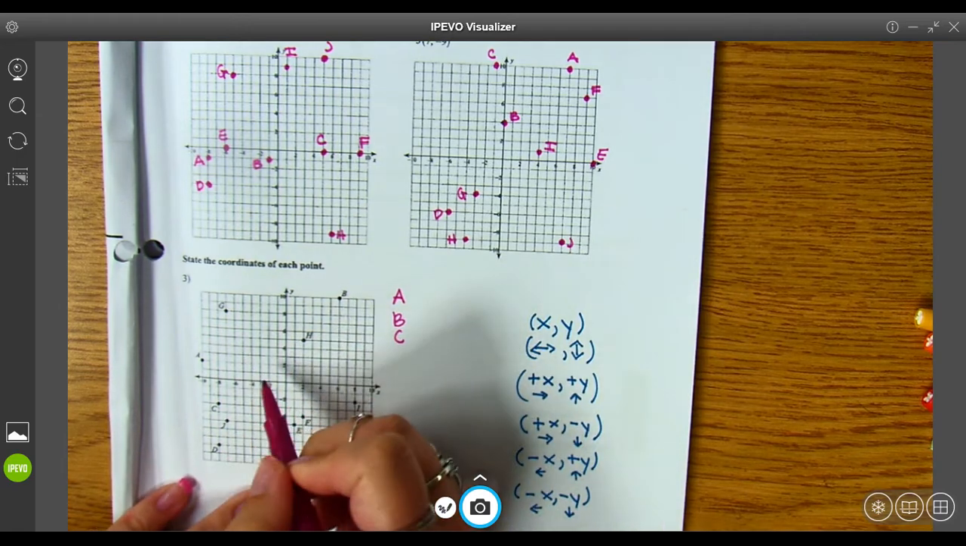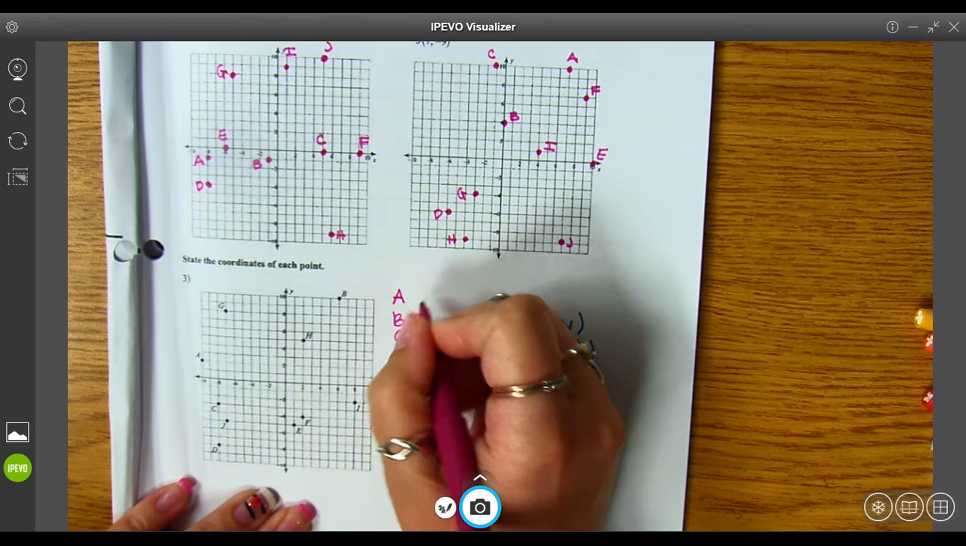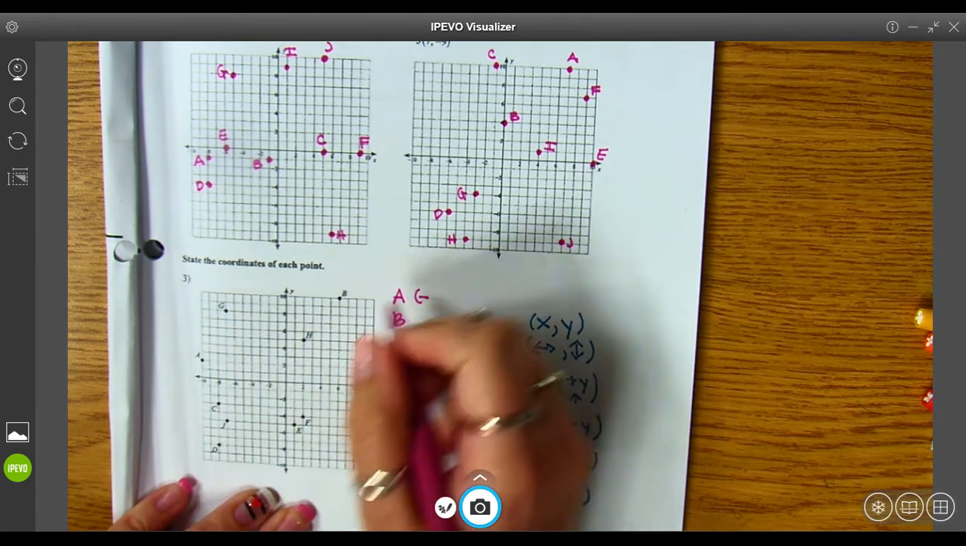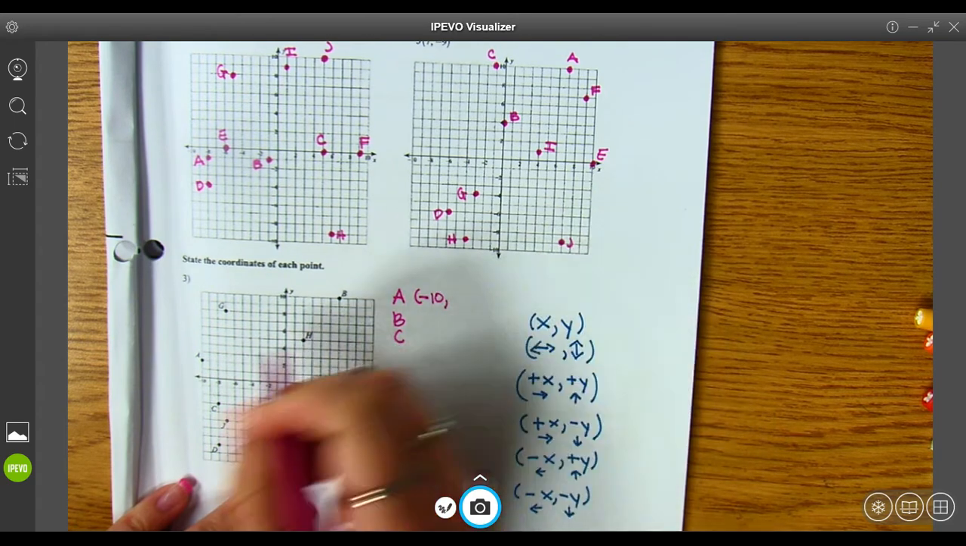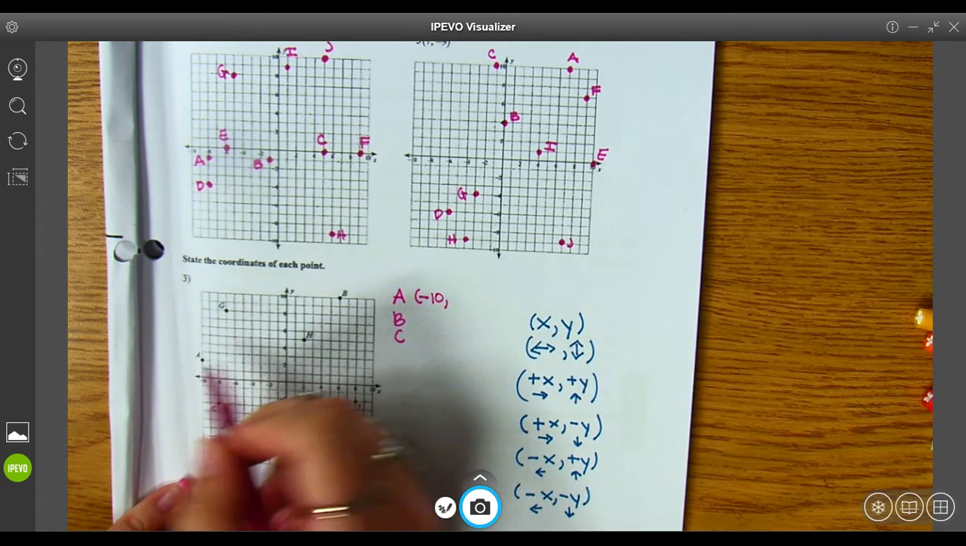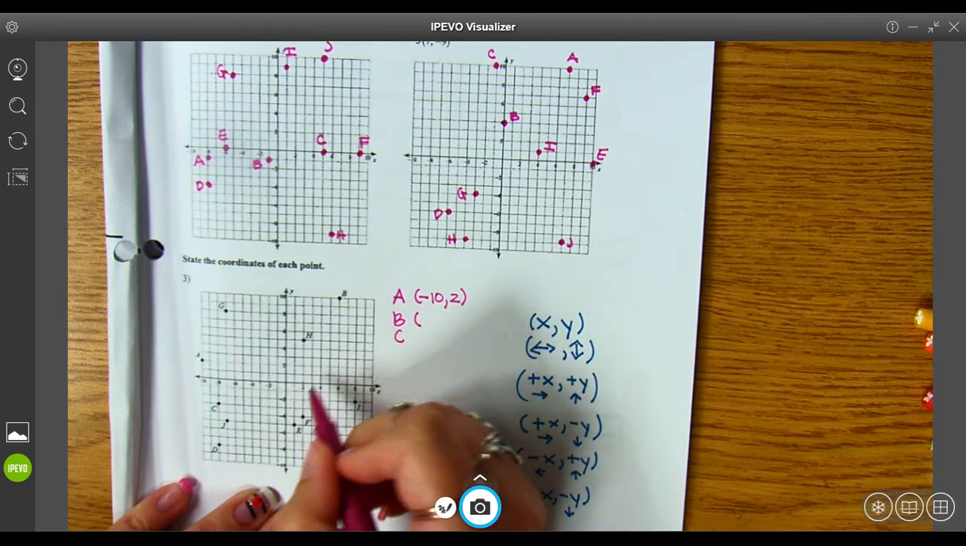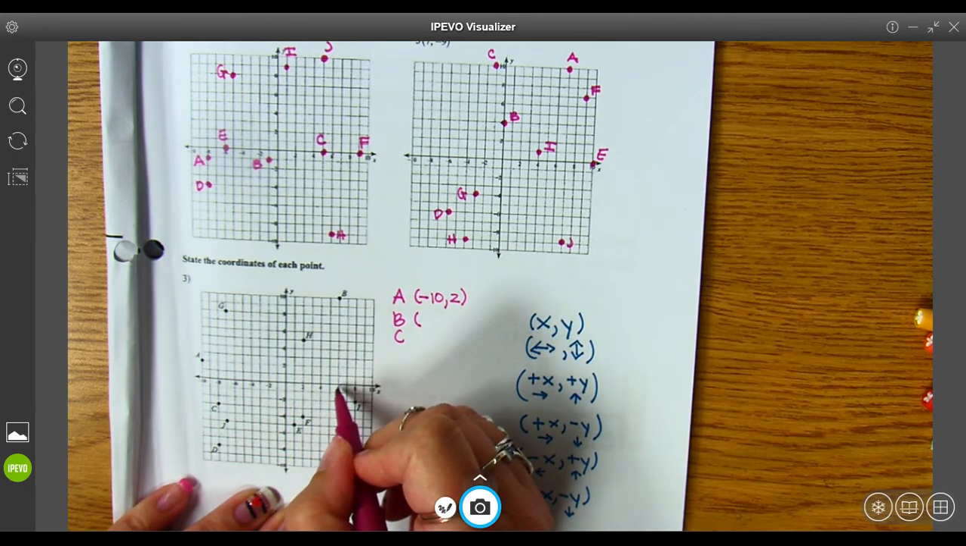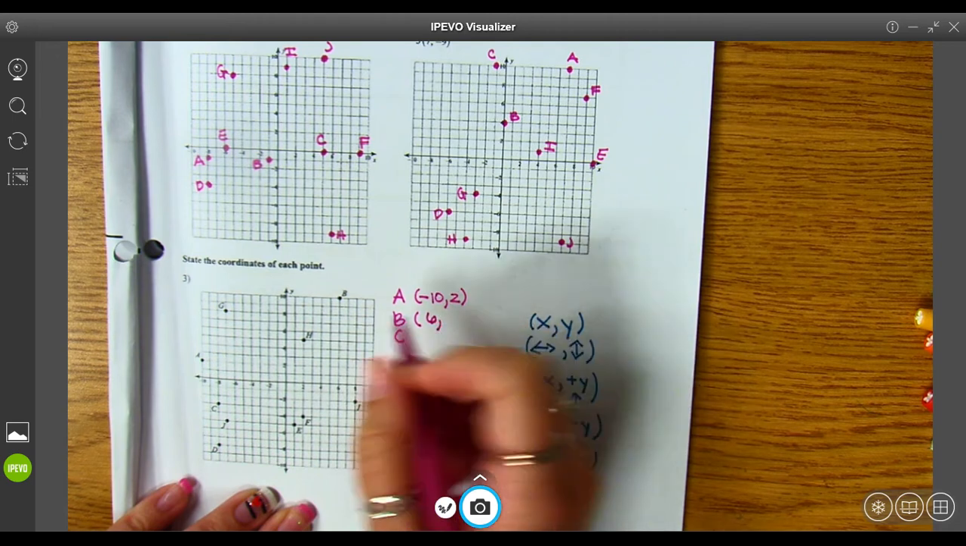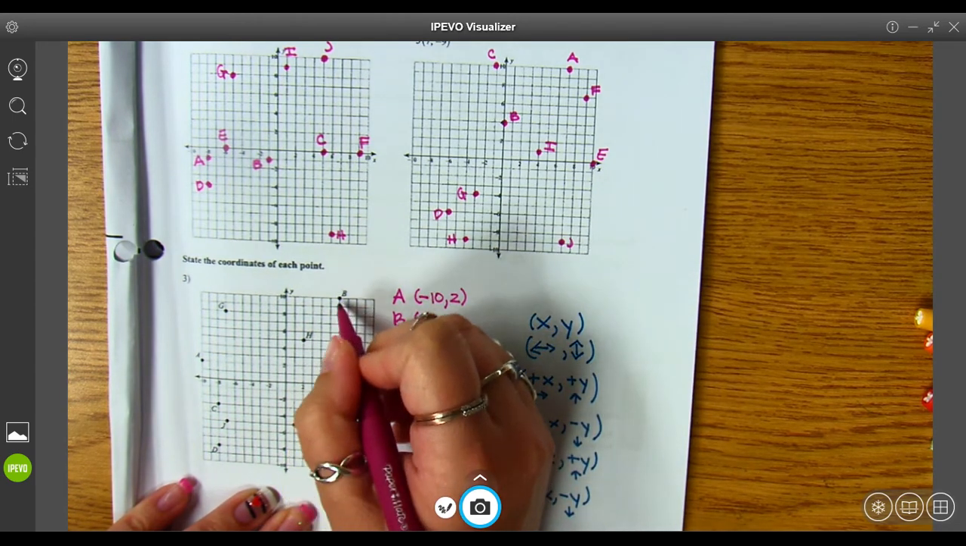So for A, it went to the left, so that would be negative. And how many left did it go? 10. And it went up, how many? 1, 2. B is right here. It went right, so positive. How many right? 6. And then up, so positive again. How many? 10.